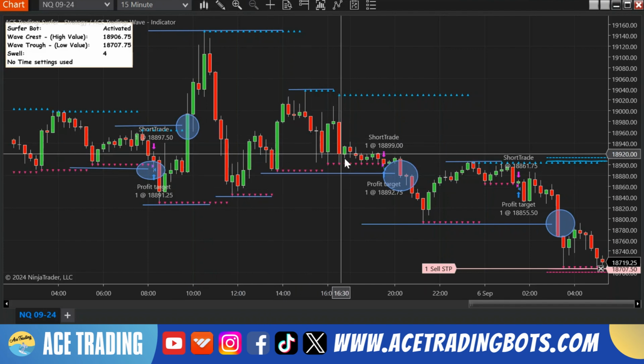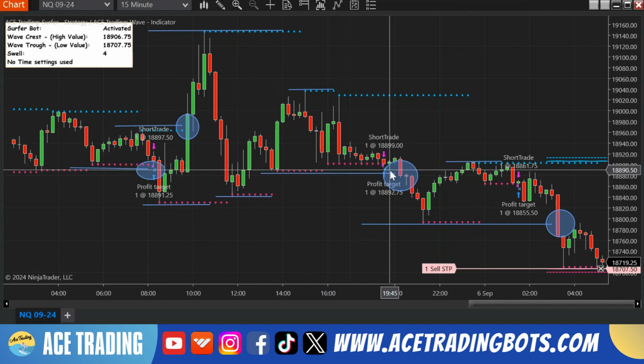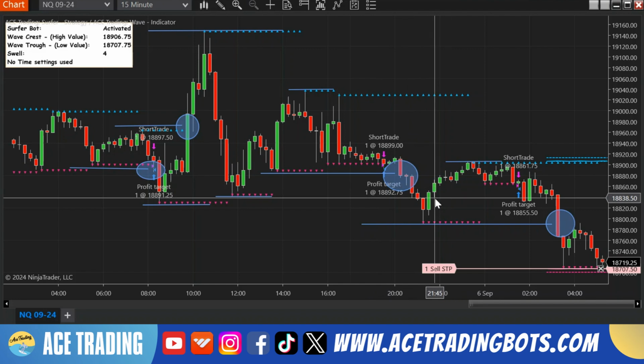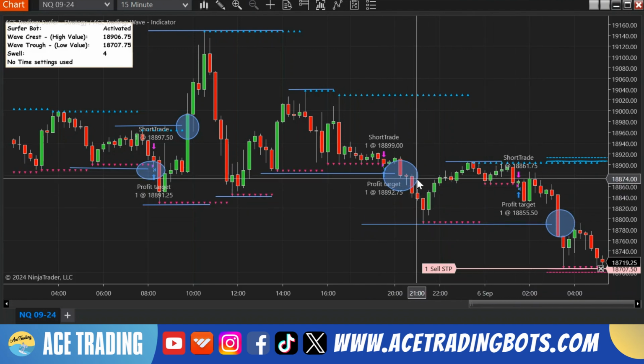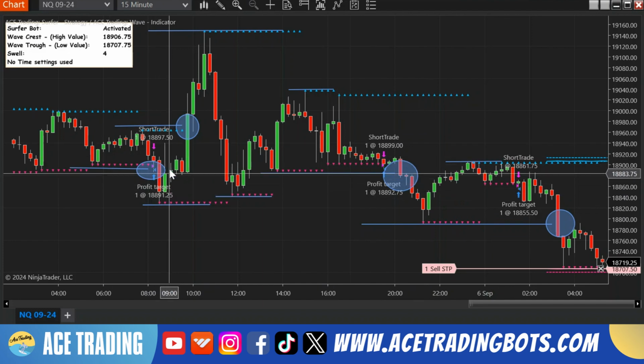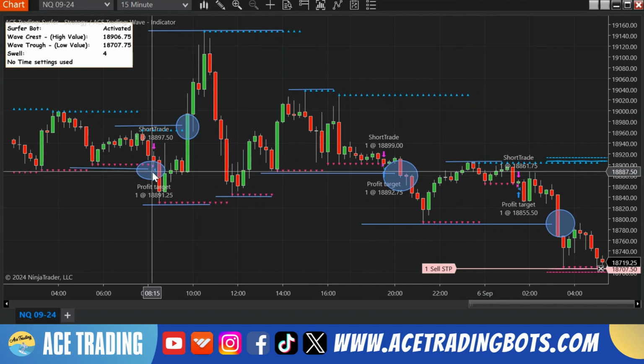Okay, we go down here, we have another one. It broke out here. Okay, took that nice trade. There's another breakout there, and so forth. So the idea of Surfer is that it takes these breakouts, and you can see I was actually looking for roughly about 4 points in my take profit.